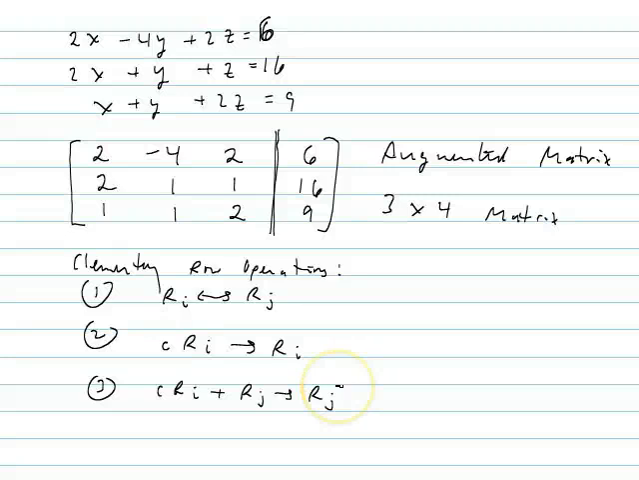This works with this example. So the matrix originally was 2, 4, 2, 6; 2, 1, 1, 16; 1, 1, 2, 9. Now it's going to take at most 5 steps to get this into upper triangular.